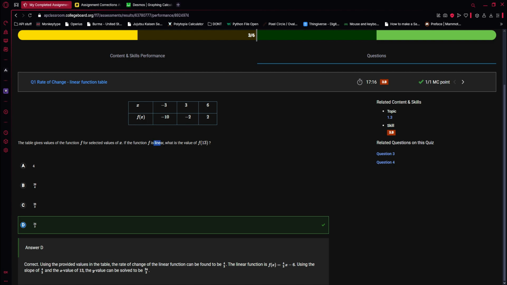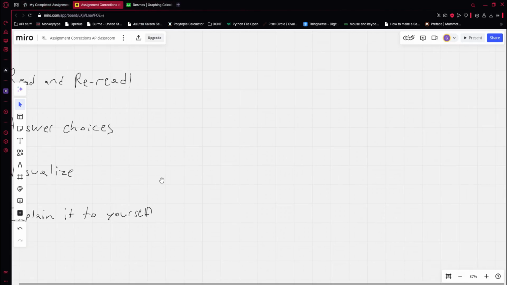First of all, we read the question, we know it's linear, right? And we're trying to find f(13). So we need to somehow go up from where we are. There's two ways of doing this. Both ways require getting the slope, so we're going to do that. I'm going to get into which ways there are to do it later. For now, we need the slope.